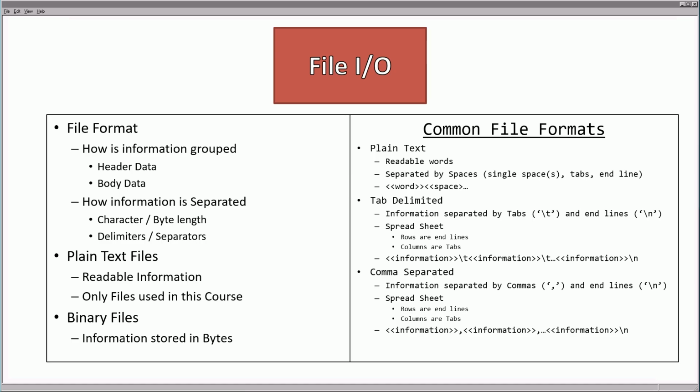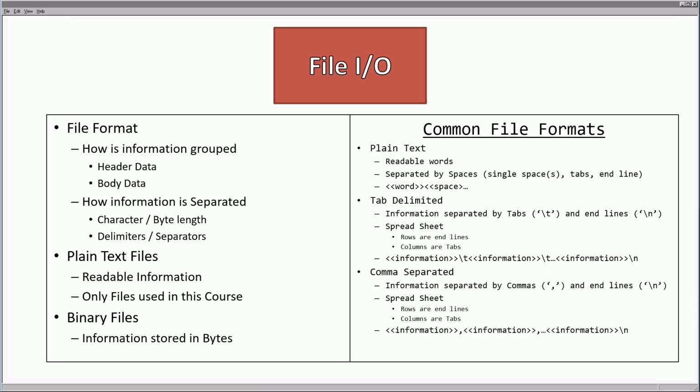This is how the information in the file is grouped together. One general way that's done is grouping together file information into sections called the header information and the body information. Header information usually contains metadata about the file, and the body data is what contains the actual information.